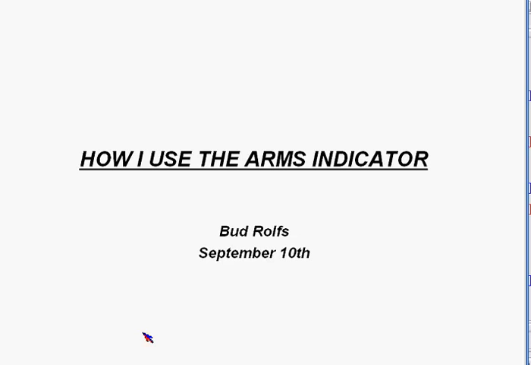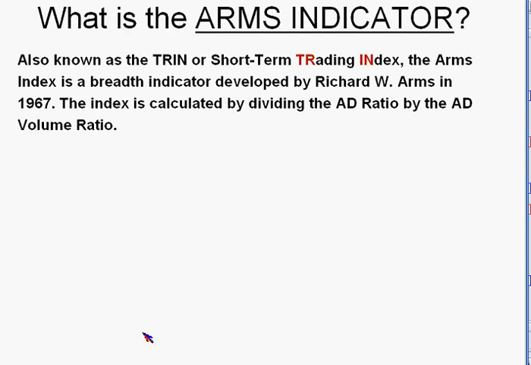All right, first of all, let's start out. What is the ARMS Indicator? I use the term all the time with you in the morning, and some of you are probably saying, you have no idea what I'm talking about. Perhaps you think I don't have any idea what I'm talking about. But the ARMS indicator, or TRIN, was an indicator developed by Richard Arms back in 1967.